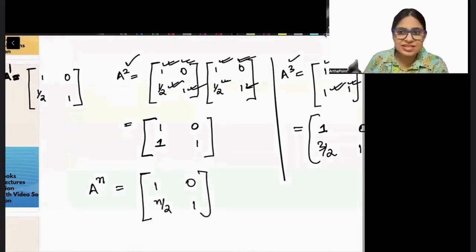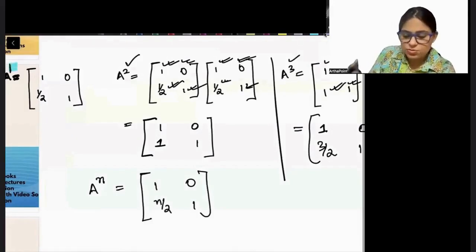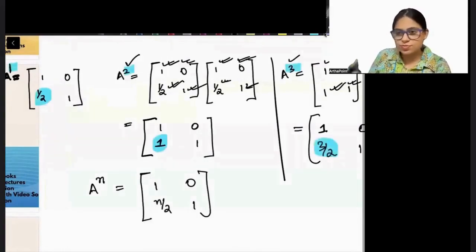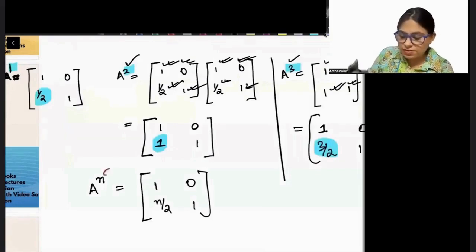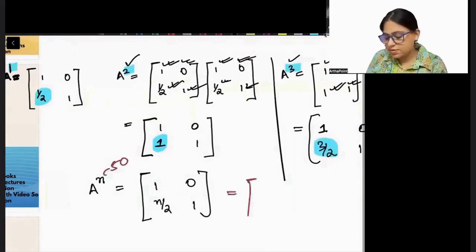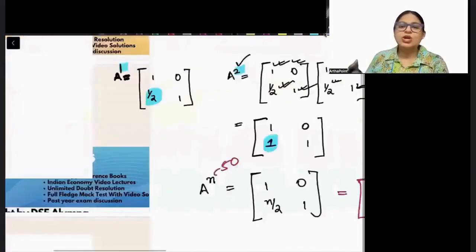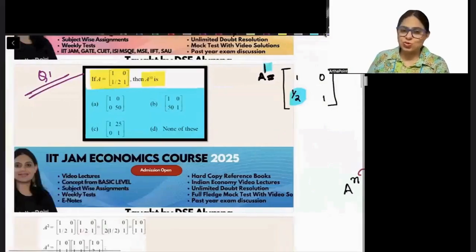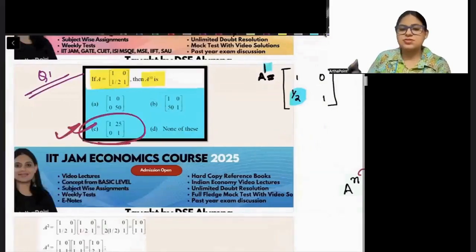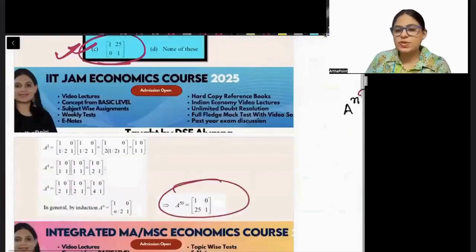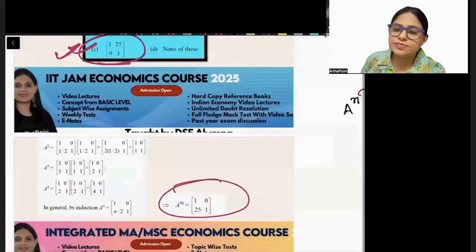Isn't it? Power 1 gives half, power 2 gives 1, which is 2 by 2, power 3 gives 3 by 2. So when the power will be 50, beta, what will happen? 1, 0, 50 by 2 is 25, and 1. So the correct answer to this question should be this. It will be 1, 0, 25 and 1.